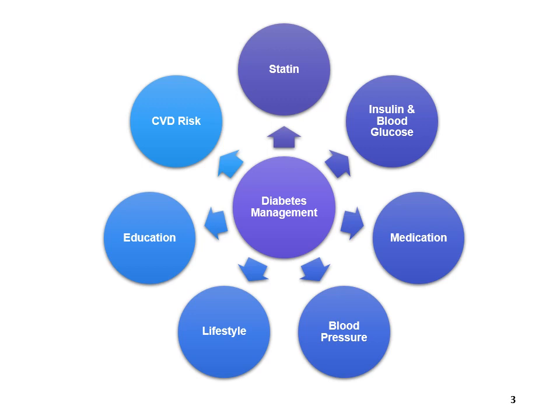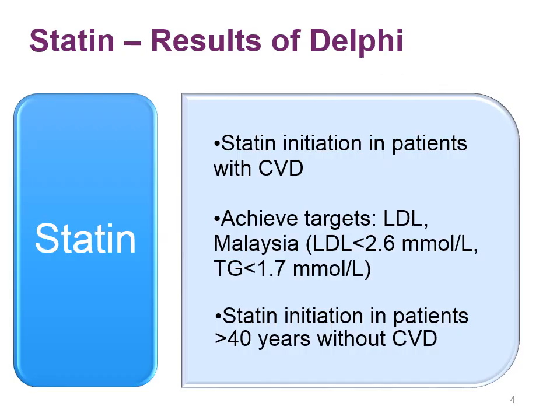So a quick recap of the key factors of diabetes management. Number 1, S for statin, as in cholesterol management, I for insulin and blood glucose management, M for medication, P as in blood pressure, L for lifestyle, E for education, and R for cardiovascular disease risk reduction strategy.